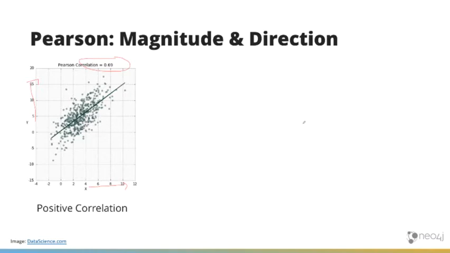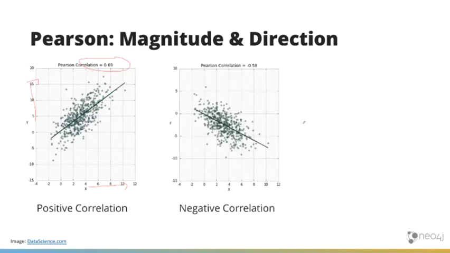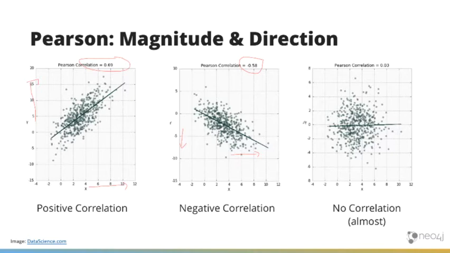Now, on the other side of that is a negative correlation. In this case, we have a negative 0.58. As X increases in number, we actually see Y decreasing in value. That brings us to the final case, no correlation, or in this case, almost no correlation. If a Pearson correlation is 0 or very close to 0, that indicates that the two variables are independent, or any correlation is not able to be measured.